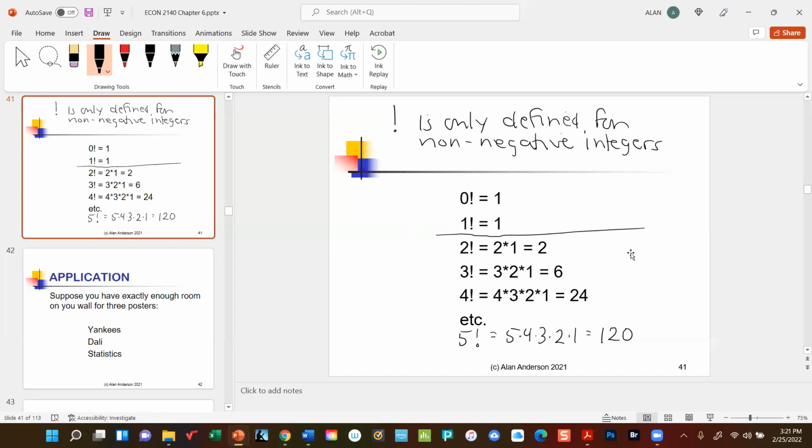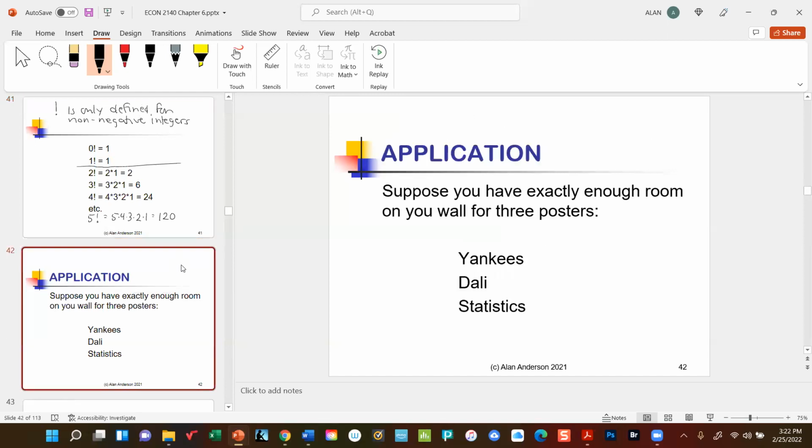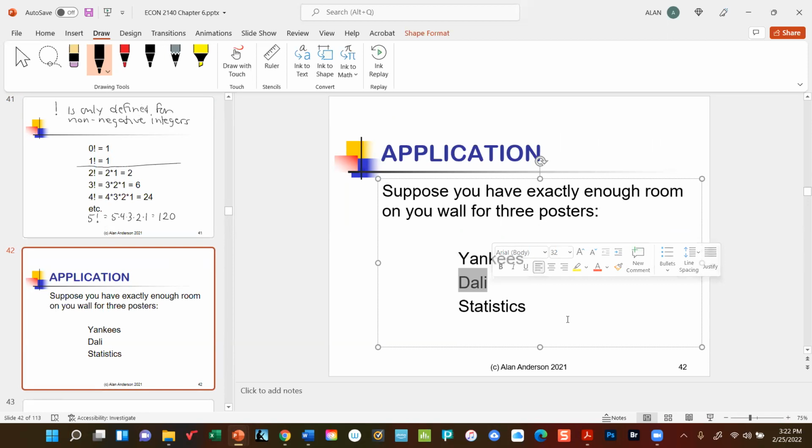So the question becomes, what exactly is this telling me? Well, here's a nice, interesting application of this. Imagine yourself moving into school in September. You're coming back after the long summer. You're bringing all your stuff with you. And of course, you have plenty of posters to hang up on those bare walls. And here's the 3 that you brought with you. You've got a poster about the Yankees. You've got a poster of Salvador Dali's paintings. And of course, you have a poster that celebrates statistics.